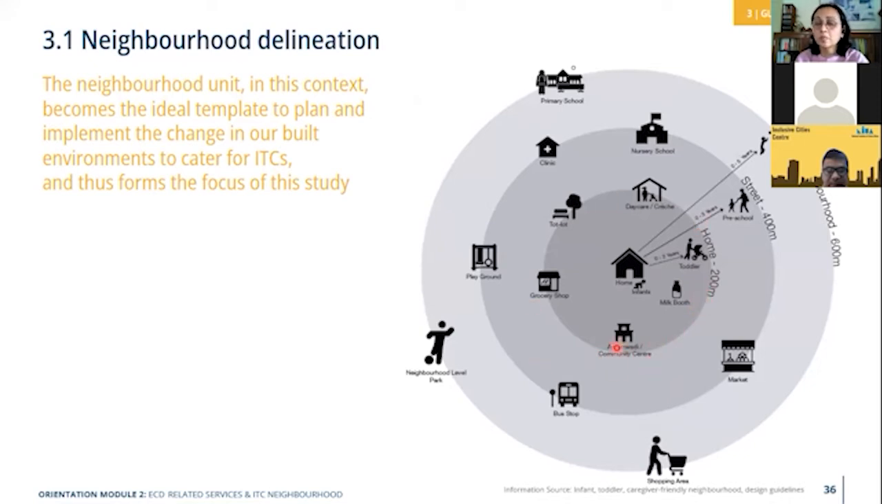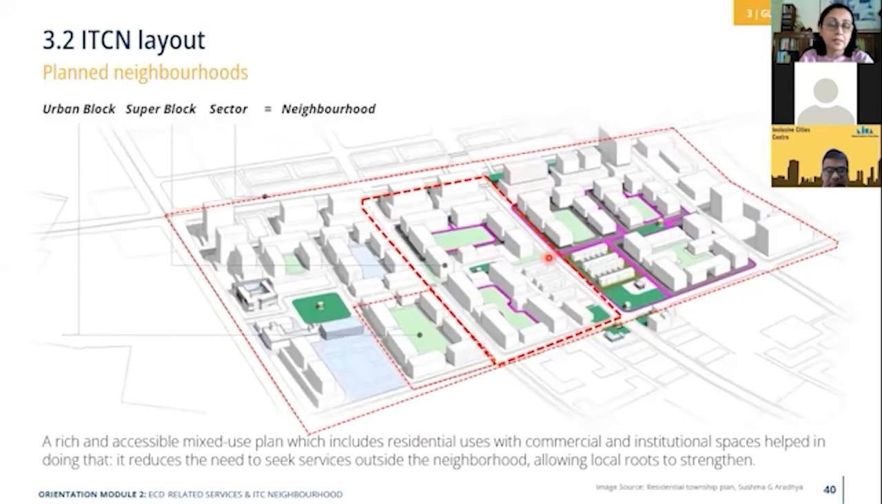So whatever is around it becomes their neighborhood, where they can easily walk with their caregivers, and we need to provide some small kind of play areas, but also their daily essentials in this kind of neighborhood. So let us look at the guidelines that are there.